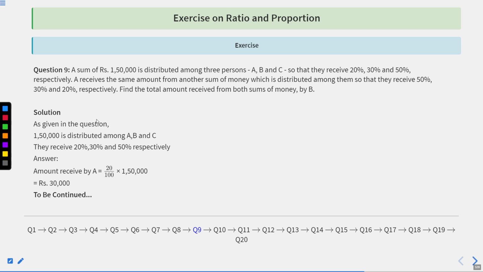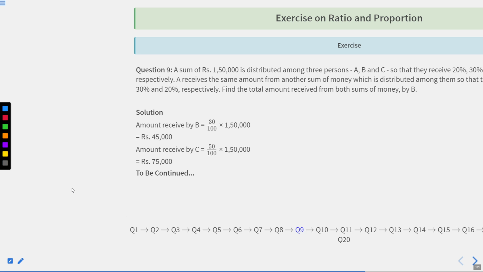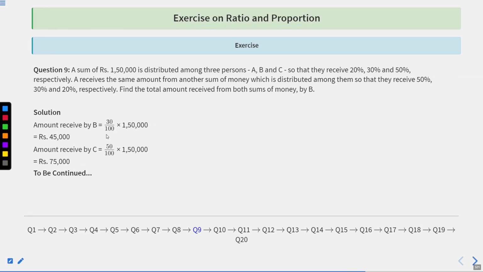So let us have a look over the solution. As given in the question, 1,50,000 is distributed among A, B, C. They received 20%, 30% and 50% respectively. So the amount received by A will be 20 upon 100 into 1,50,000, that is 30,000. And the amount received by B will be 30 upon 100 into 1,50,000, that is 45,000 rupees. So the amount received by C will be 50 upon 100 into 1,50,000, that is 75,000 rupees.